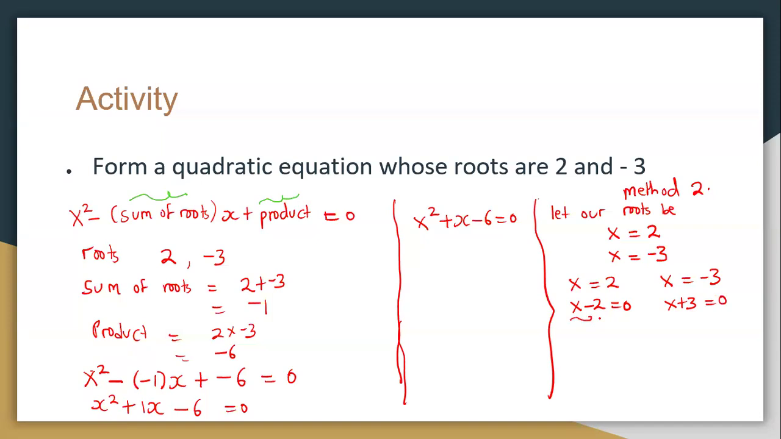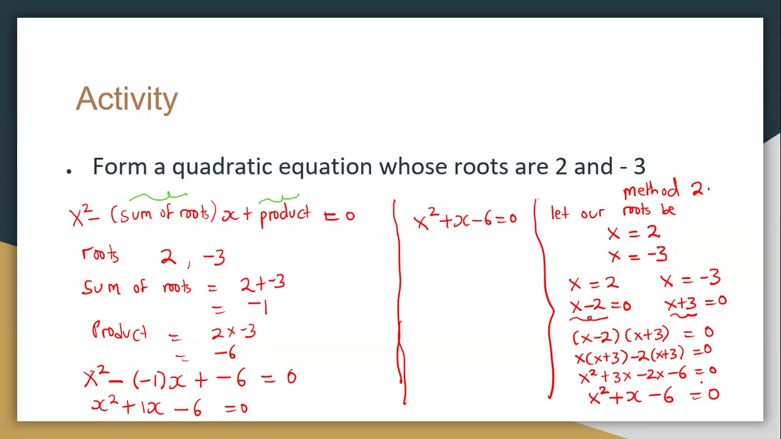After that, we have these two multiplied together. So we shall say x minus 2 times x plus 3 is equal to 0. Next we open the brackets. We shall have x into x plus 3, then minus 2 into x plus 3 is equal to 0. When we open, we have x squared plus 3x minus 2x minus 6 is equal to 0, which gives x squared plus x minus 6 is equal to 0. So that's how you can approach it. You can use any approach that is easier for you.